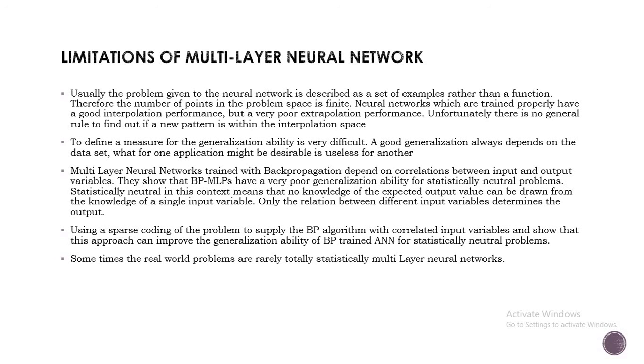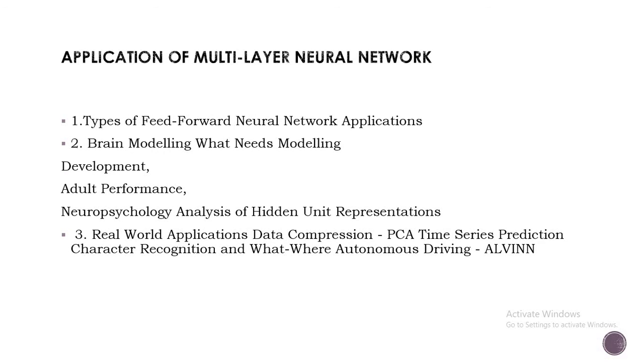Sometimes real-world problems are really as hard as statistically neutral ones for a multi-layer neural network. These are some applications of multi-layer neural networks, a type of feed-forward neural network: brain modeling, which includes development, adult performance, neuropsychology, and analysis of hidden unit representations. Third are real-world applications: data compression, PCA, time series prediction, character recognition, and autonomous driving, that is ALVINN.